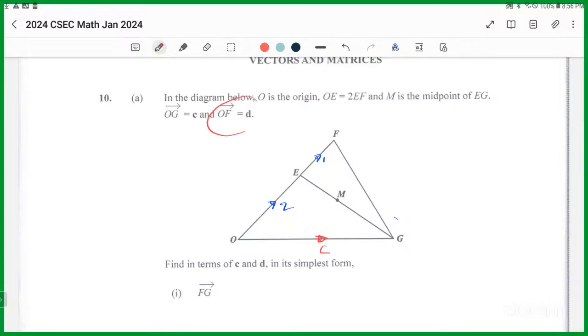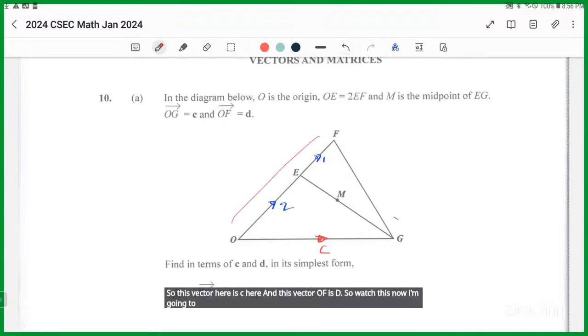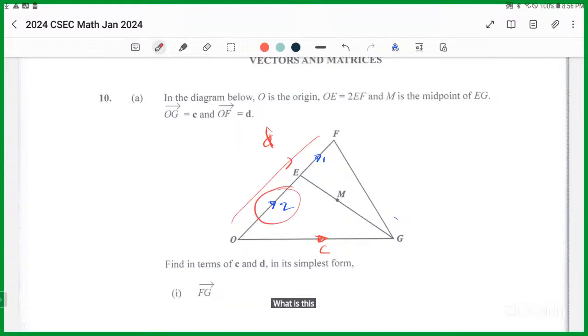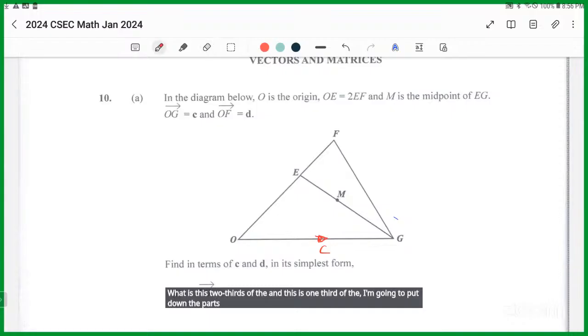And this vector OF is D. So watch this now. I'm going to put the parts. Remember, the whole thing is D. So this is 2/3 of D, and this is 1/3 of D. I'm going to put on the parts. So this was 2 parts out of 3. So this is 2/3 of the D up to here. And then here is 1/3 of the D.